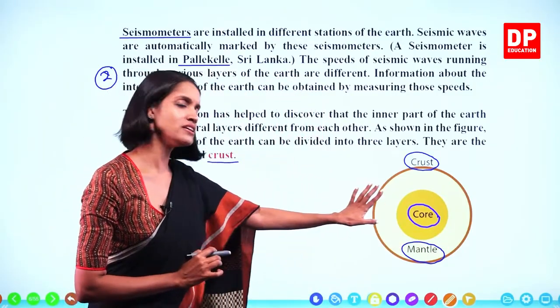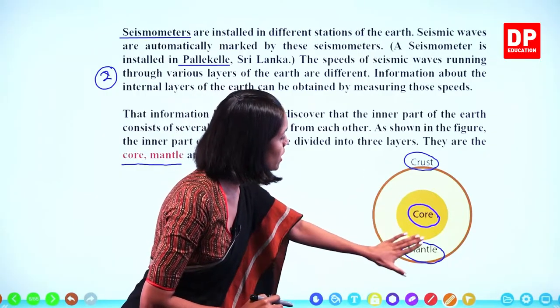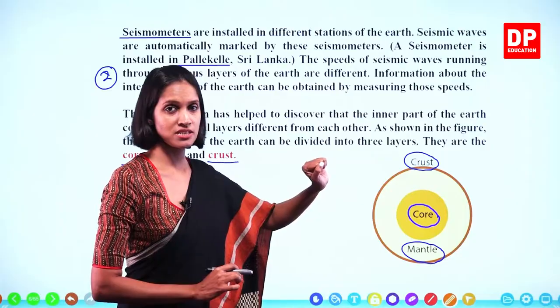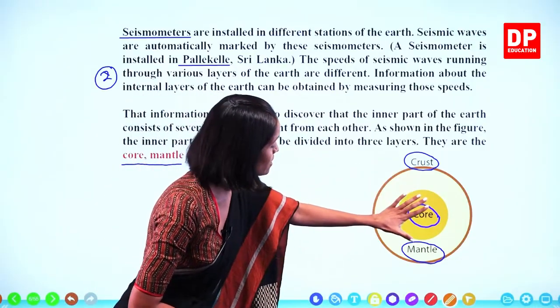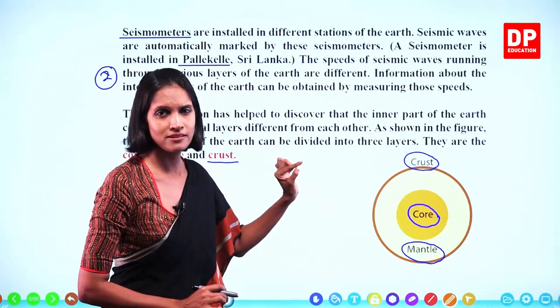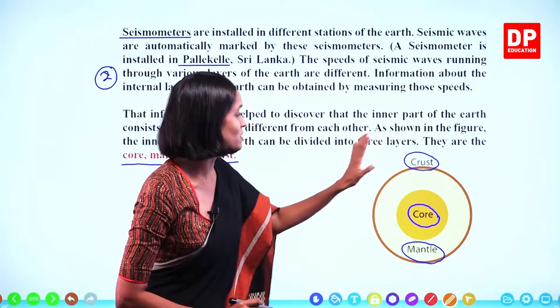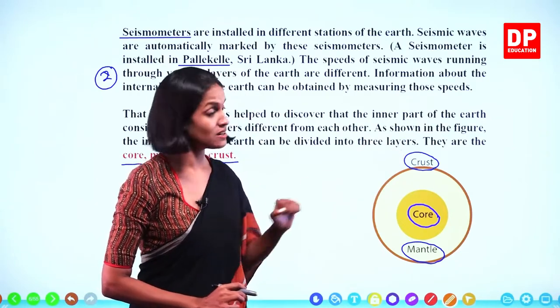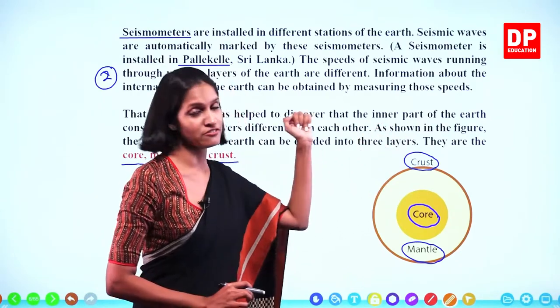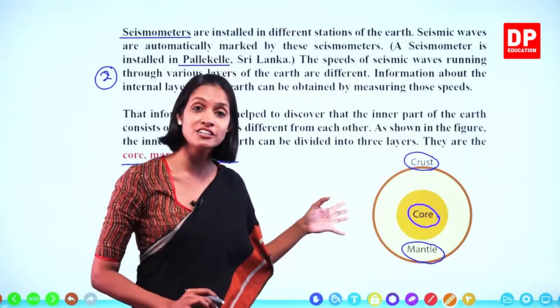So by looking at this picture, what can you see? Look at the thickness of the core and the mantle and the crust. So compared to the core and the mantle, you can see the crust is very, very thin. Right, children? It's a very thin area. You all can see it very clearly. But this is where we all live, on the surface of the earth. The surface area is known as the crust.